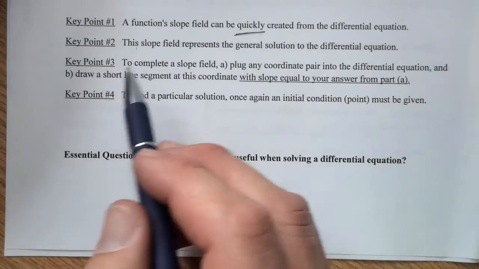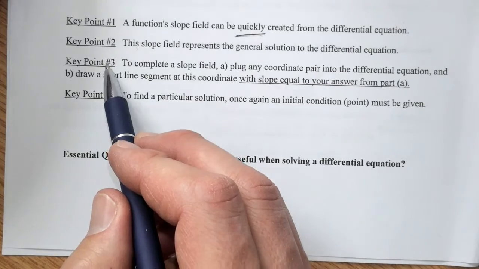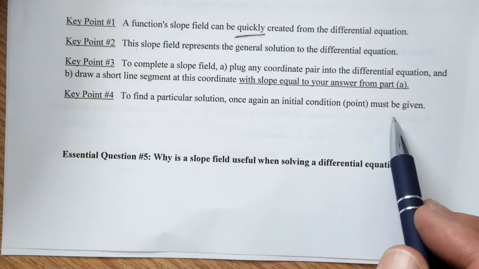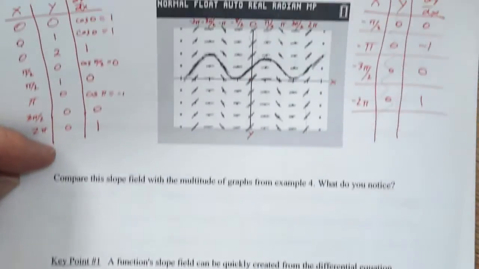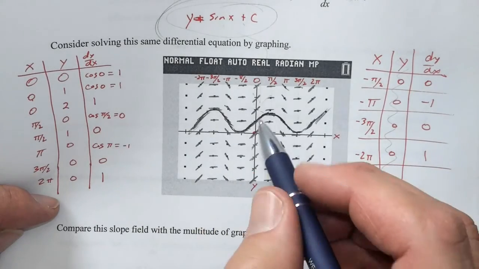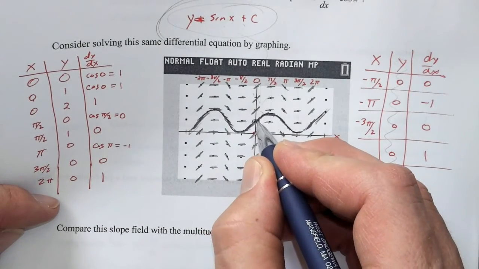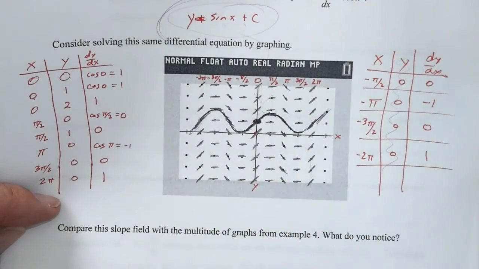We talked about key point number 3 about how to make the slope field. And again, to get a particular solution, you just need an initial condition. This curve that I drew right here, this is a particular solution because we worked off of that initial condition. The curve has to go through the point over 0, up 1.